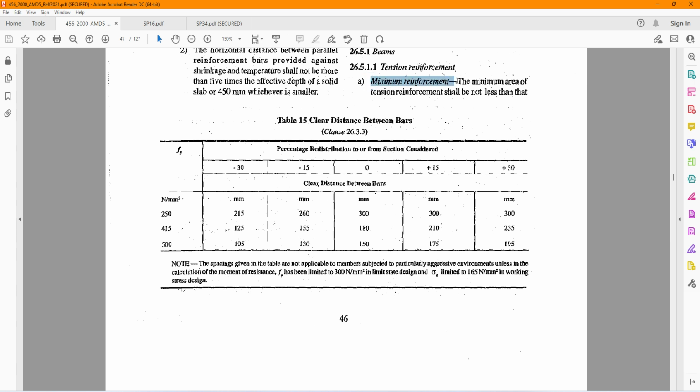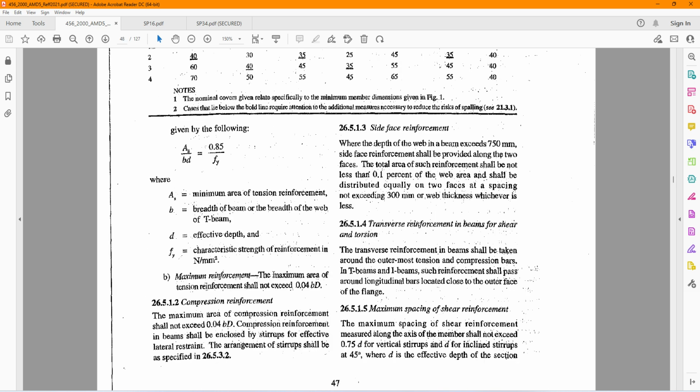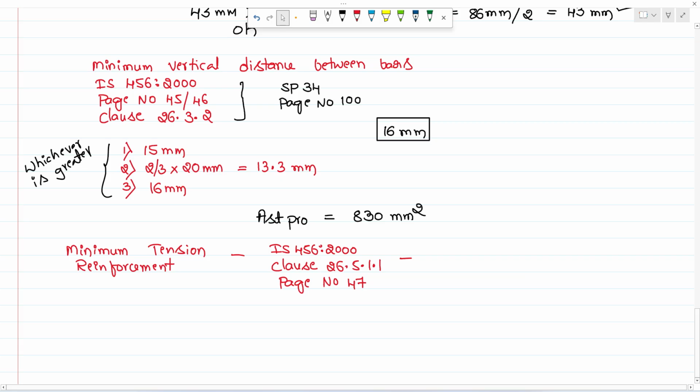Minimum reinforcement. The minimum area of tension reinforcement shall be not less than that As divided by bd equals 0.85 divided by fy. So here As is minimum area of tension reinforcement, b is width of the section, d is effective depth and fy is your grade of steel. So what is the formula? AST divided by bd equals 0.85 divided by fy.